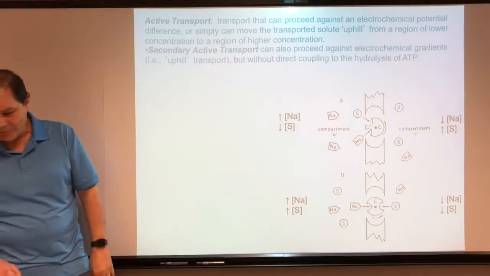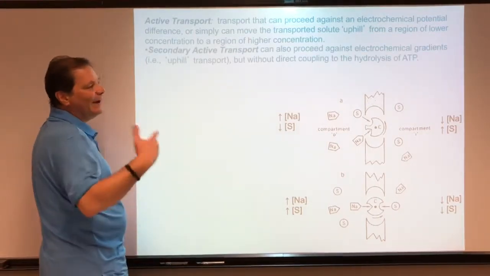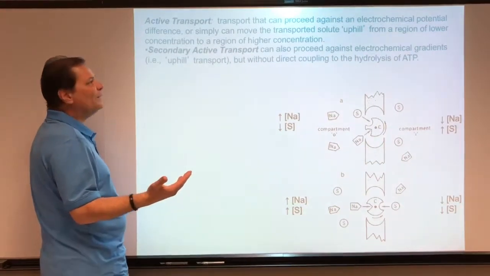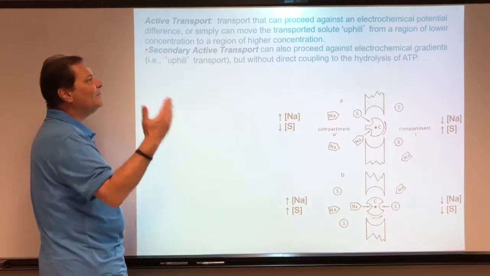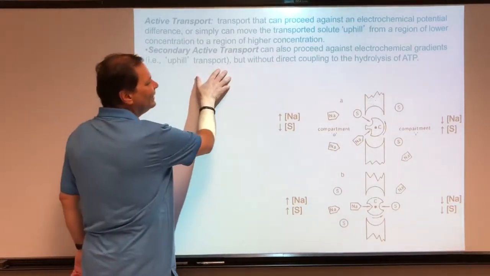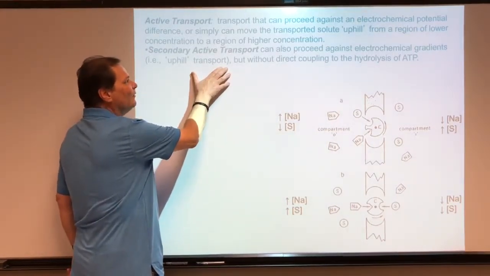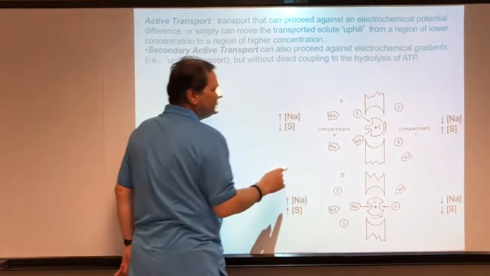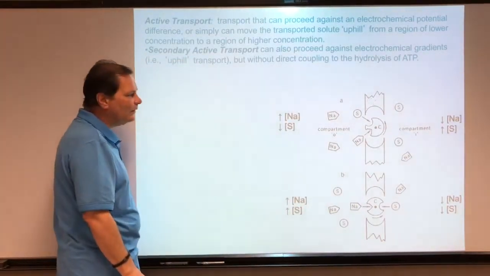We also have what's called secondary active transport. And these don't use ATP directly, but what they do is they use gradients of ions that are set up by primary active transport. So it's secondary because it's not using the ATP directly, it's using an ion gradient that ATP was used to generate. And by far the most common gradient that's used is sodium.